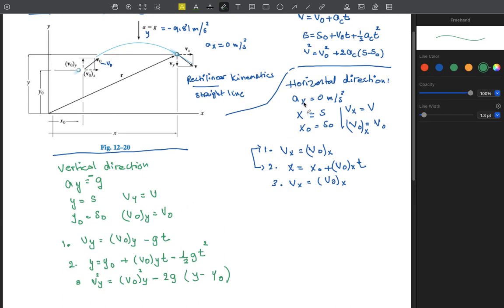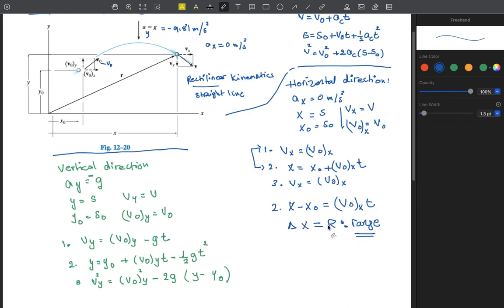Now, something that you need to notice here is in equation 2. If you move x to this side, you get delta x, x minus x naught, equals the initial velocity in the x direction multiplied by time. This difference, delta x, is called r, and r is the range, which is the difference between the initial and final positions in the x direction. We'll see that in some questions later.